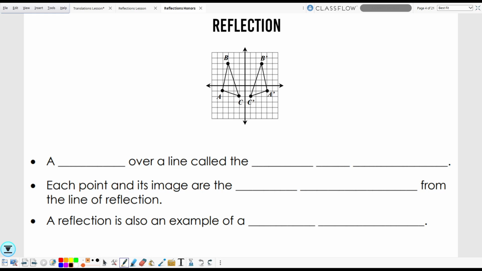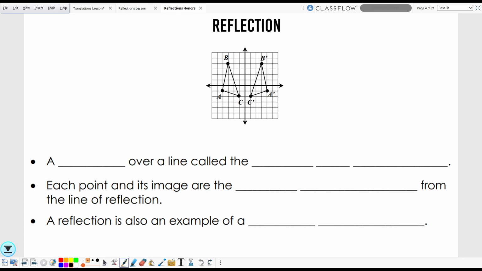Good morning, everyone. So today we are going to go over reflections. Reflections are probably my favorite. Dilations are my favorite, but reflections are one of the better transformations, in my opinion, because they're just so nice to work with. So, let's get started.